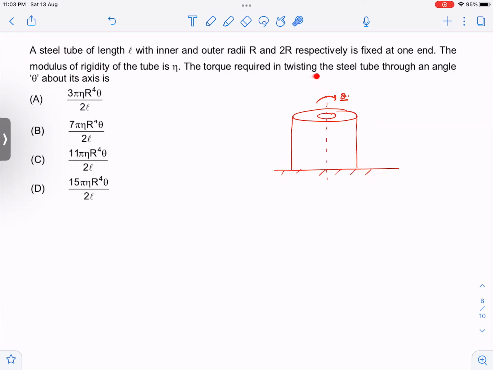The torque required in twisting the steel tube through an angle of theta about its axis, that we need to find out. So that means this is the axis. About this axis, we are twisting it by an angle of theta and how much torque will be needed. So let us see what is the concept needed for this question.